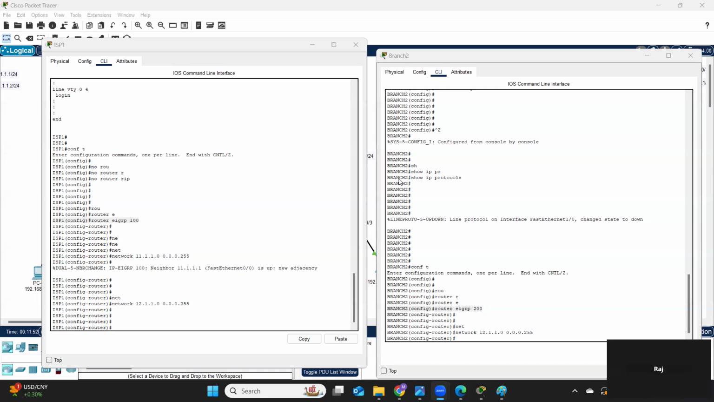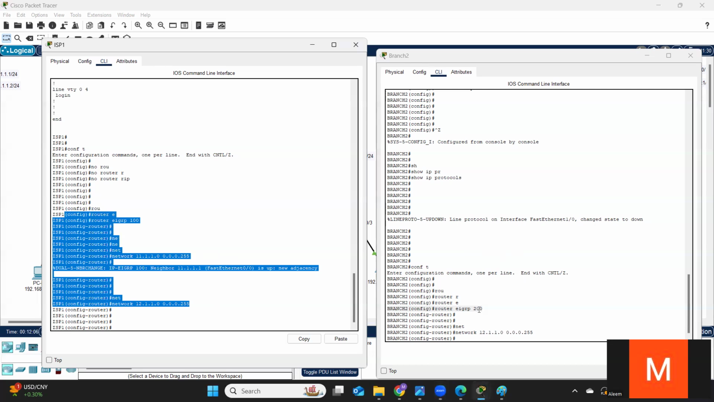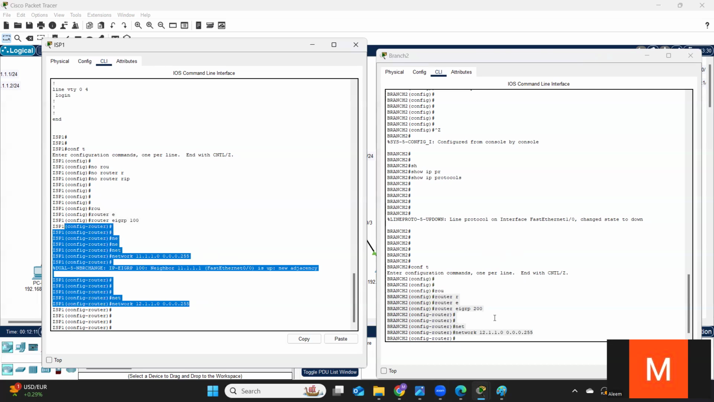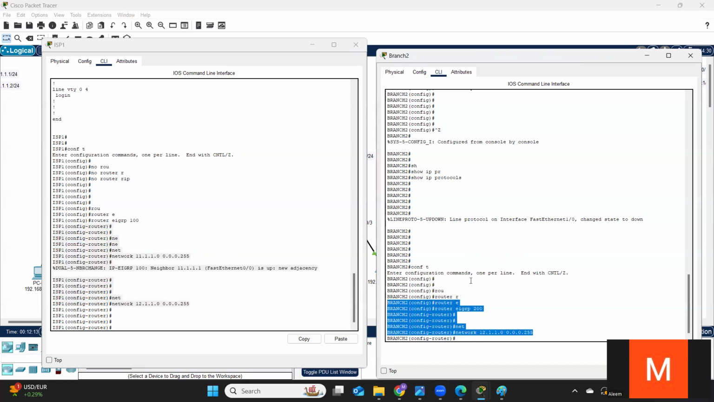Okay. Yes, I'm here. What is the issue? They are not forming the neighborship, this branch to ISP router. They are not forming the neighborship. What is the reason? Here we have the configuration. Simple check. This is the configuration I have done. This is the ISP router. This is the branch one router.